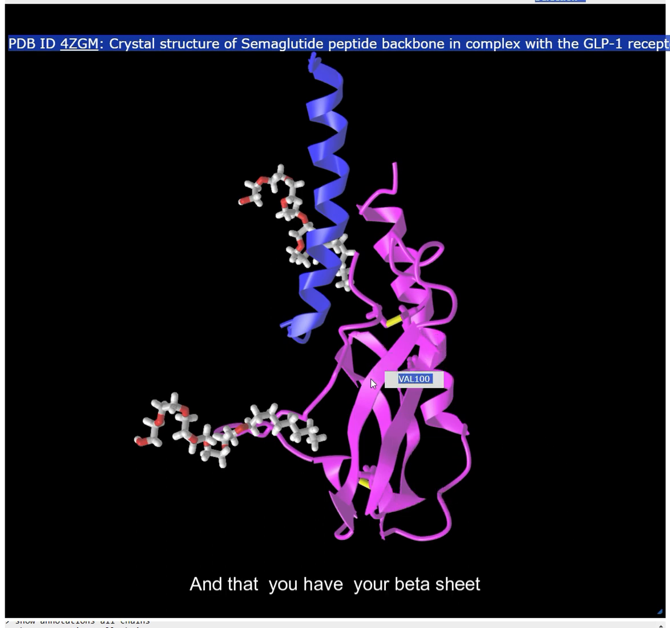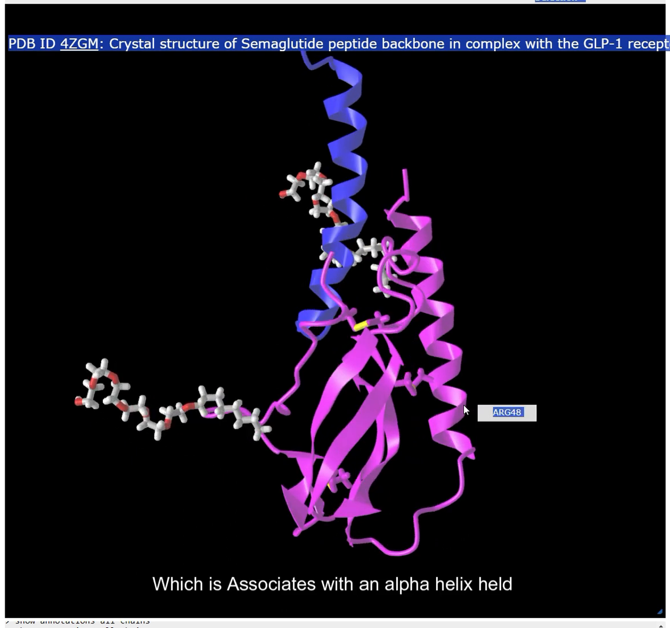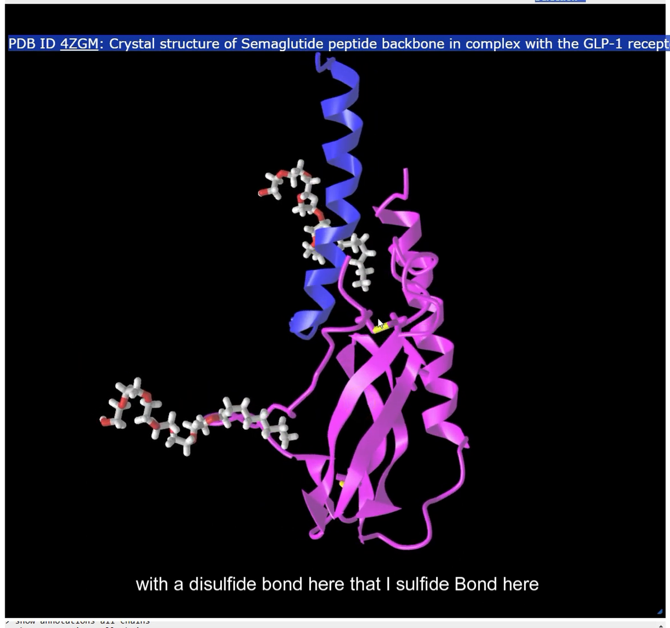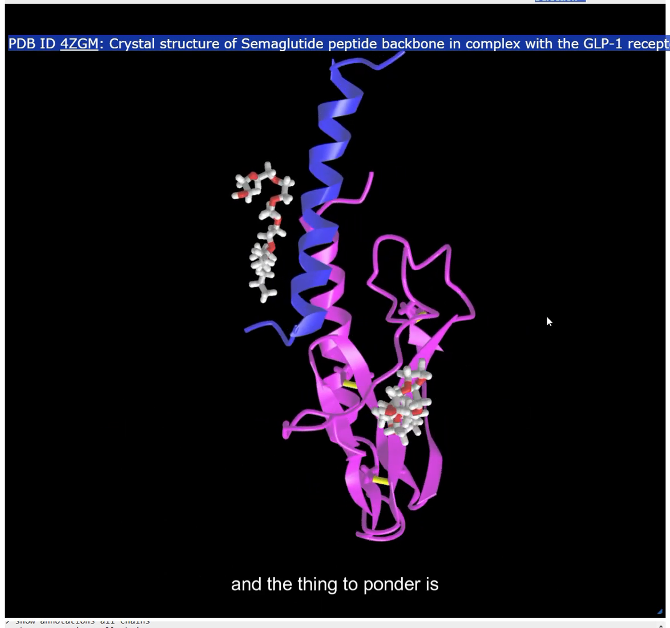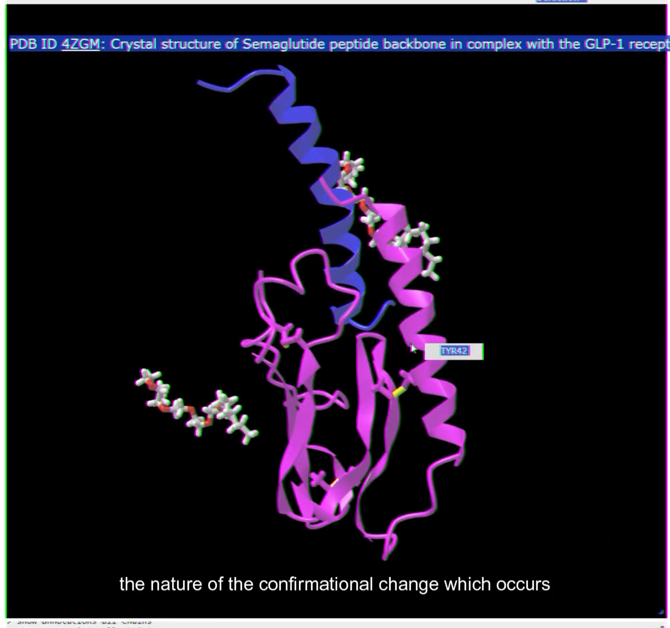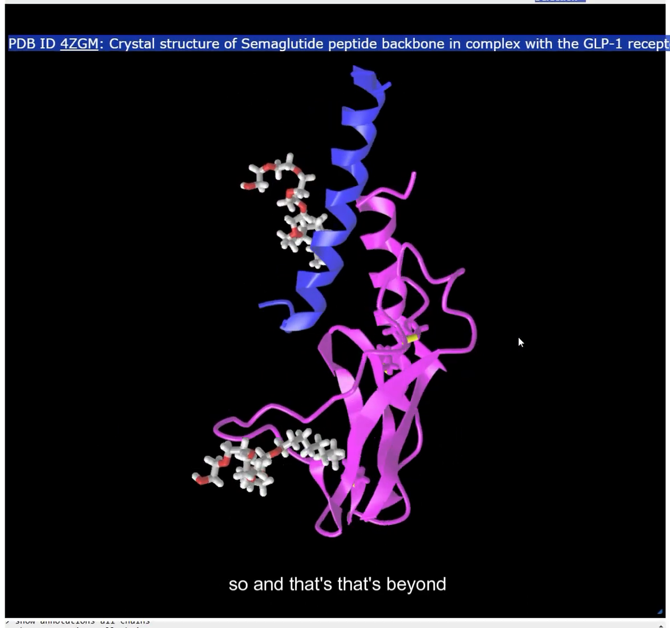And that is, you have your beta sheet, which associates with an alpha helix held together with a disulfide bond here, a disulfide bond here, and a disulfide bond here. And then this becomes the extracellular, this becomes the intracellular. And the thing to ponder is the nature of the conformational change which occurs.